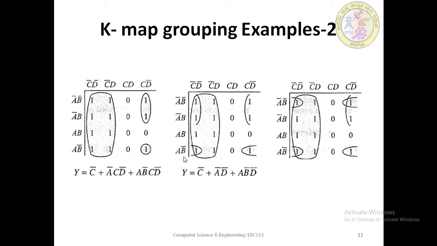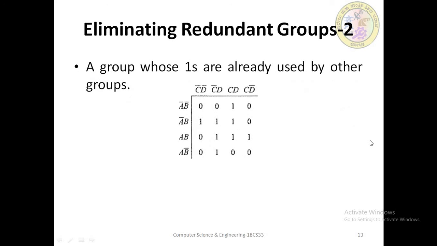Here they are trying to cover it as a pair, but here you can see we will end up with the one hexa and three quad number of output. Just take a compare of this one. How the number of inputs are getting reduced. Okay, a group whose ones are already used by other groups.